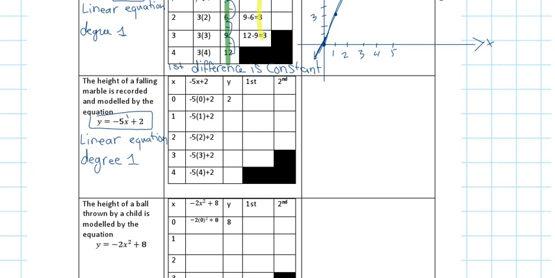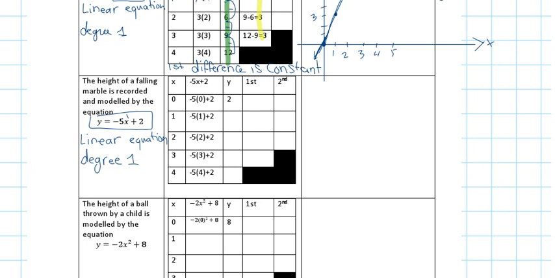Now we're going to fill out the table of values. They gave me x values 0, 1, 2, 3, 4, and the equation is negative 5x plus 2. So what I have to do is replace x with the x values and then find what the y value is. Okay? So I have negative 5 times 0 plus 2. So that's going to be 2 because negative 5 times 0 is 0. Add 2, that's 2.